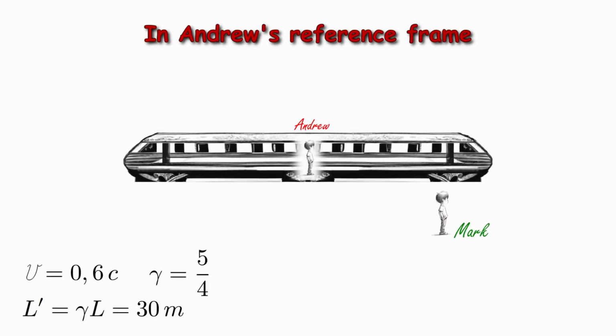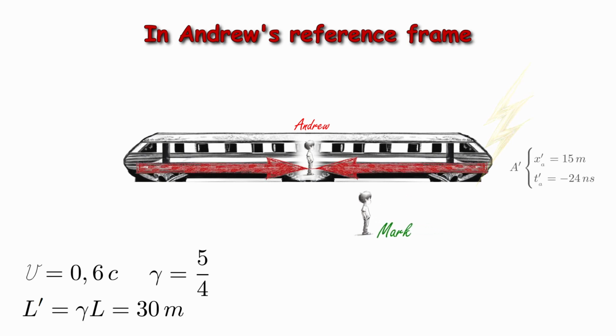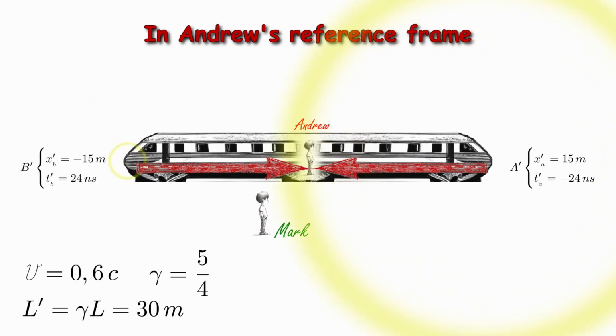In the train's reference frame, Andrew's position is equidistant from the front and rear of the train. The light of the two events therefore travels the same path also in this reference system. And we must not forget that light has the same speed in all reference systems. So if the light from event A arrives before the light from event B, it is because event A happened first. Events that are simultaneous for Mark are not simultaneous for Andrew.